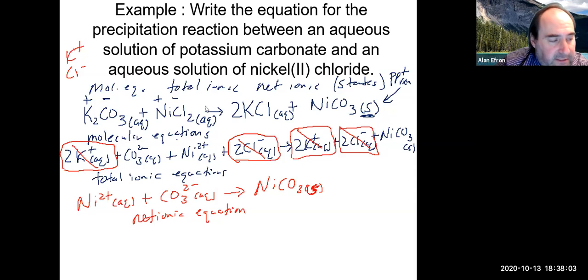Again, a double displacement reaction, sort of the big classification, more specifically a precipitation reaction that is happening. And again, really what's happening here is our nickel ion coming together with our carbonate ion. Any questions on that one there?